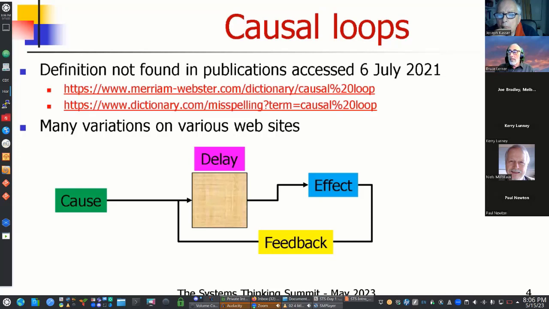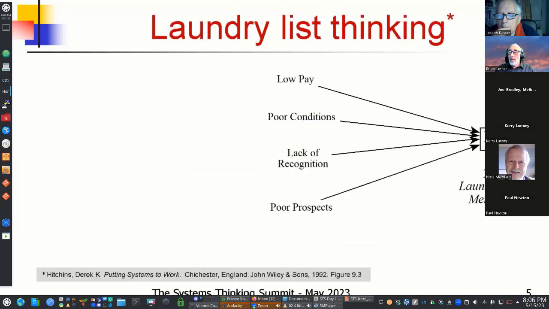So there was a delay built into it. And we use this delay in control systems. Many systems thinkers talk about laundry list thinking. This comes from the work of Barry Richmond, and I copied this from Derek Hitchens with his permission.